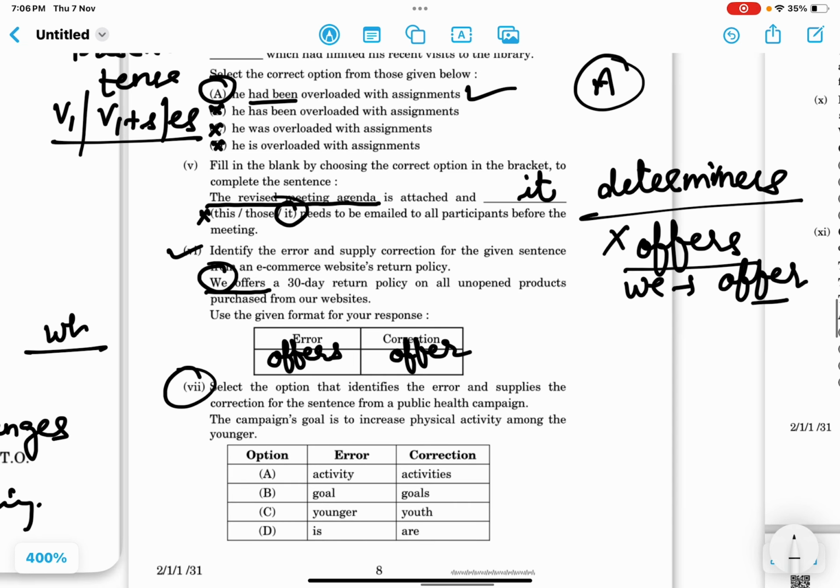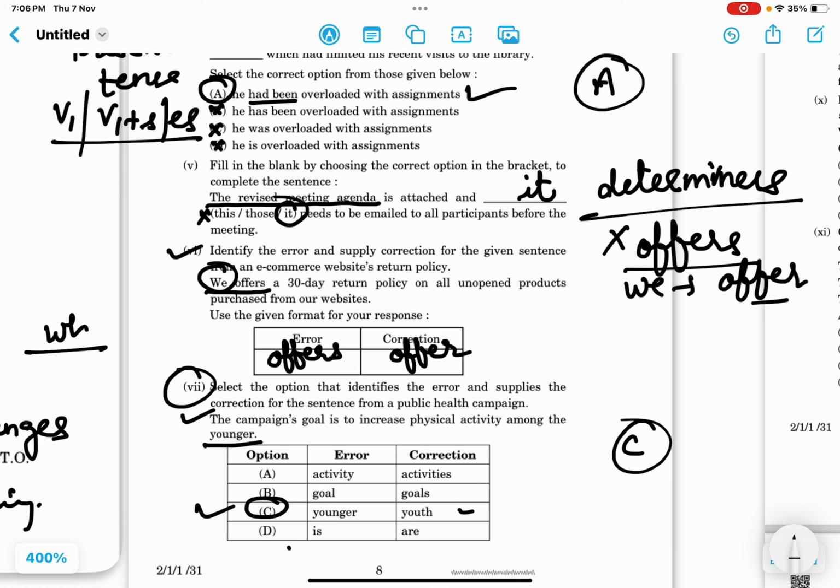See the seventh one. Select the option. Now you have been given 4 options and the question is the same about error correction. So the sentence is the campaign's goal is to increase physical activity among the younger. If you can identify that younger is the error here and youth will be the correct answer, then you can easily find out the correct option, the answer, that is C.